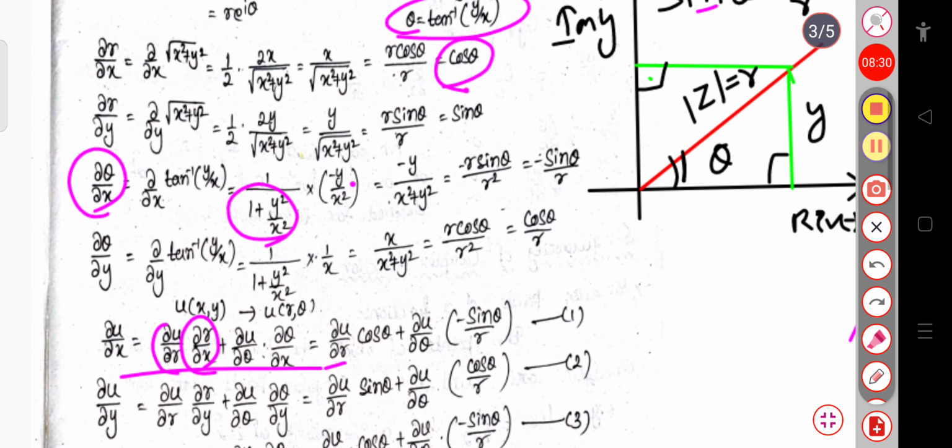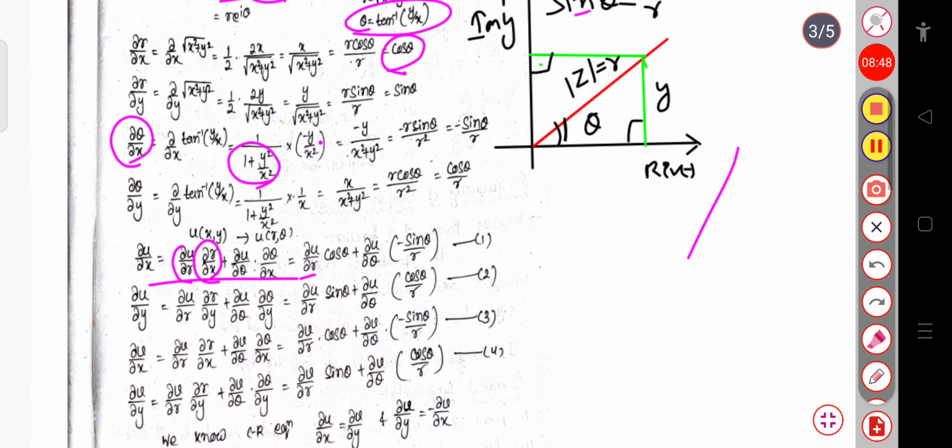So here I am putting this cosine theta here. So ∂u/∂r into cos theta plus the second term is ∂u/∂theta into ∂theta/∂x. So ∂theta/∂x is minus sin theta by r. So we have to put this here, minus sin theta by r. So this is our first equation.